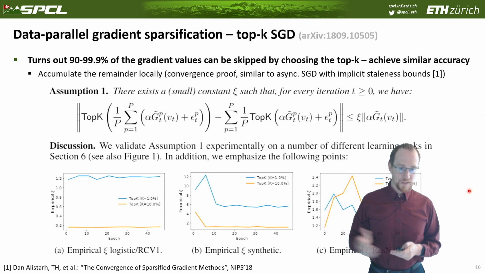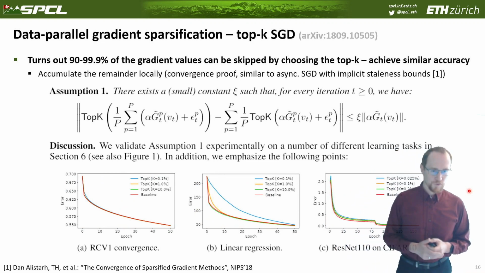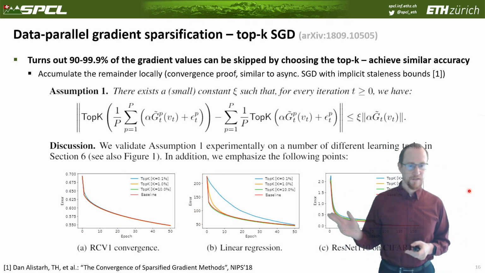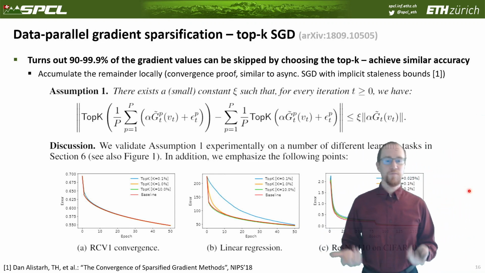You can also show this empirically. This paper appeared at NIPS 2018, or NeurIPS 2018. And you can also show this for various types of networks like linear regression or a simple ResNet setup, that this also appears to work in practice. And of course, it is used in practice.